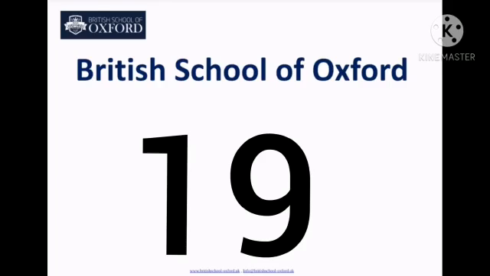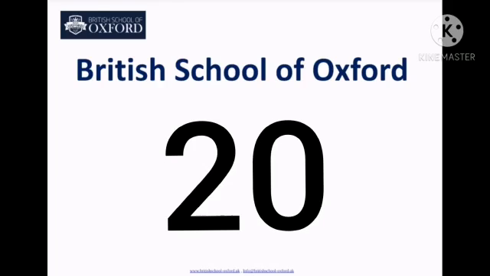19. If one is added with number 9, so it's called 19. 20. Here is the number 20. If two is added with 0, then it's called 20.